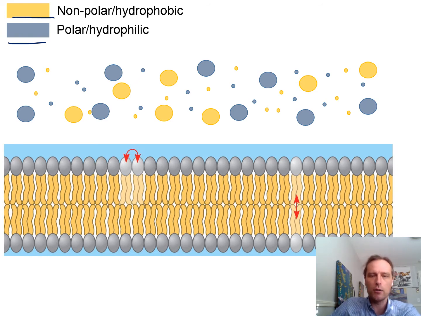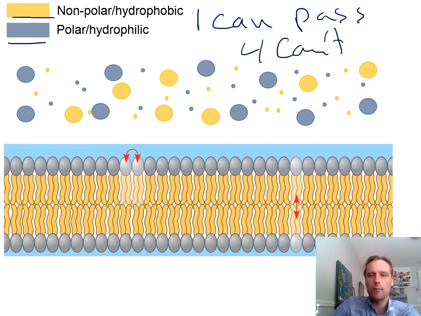So let's rank all of these molecules from number 1, can pass, all the way to 4, can't pass. Generally we'd say the smaller hydrophobic molecules are going to have the easiest time. So here's a little butter colored small hydrophobic molecule. Those are going to be ranked number 1, can totally pass really fast.